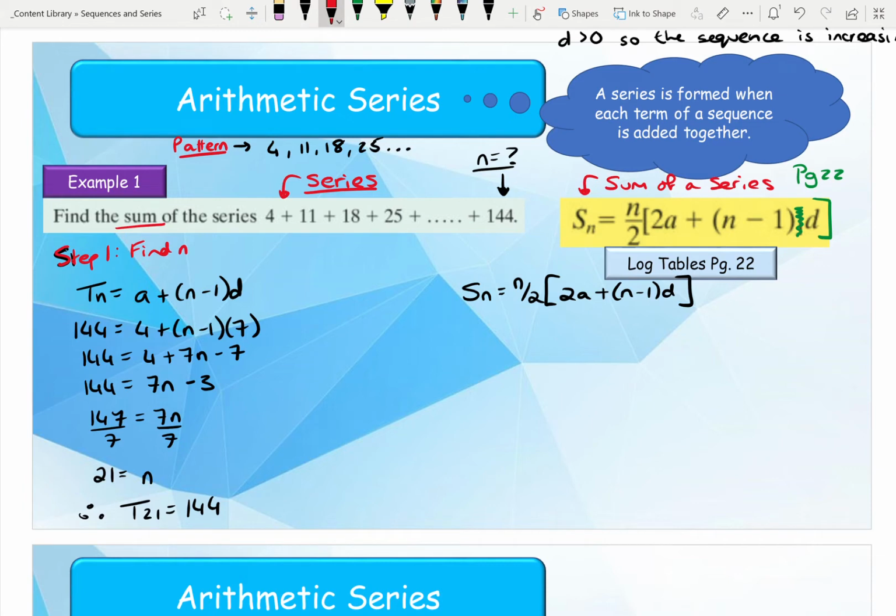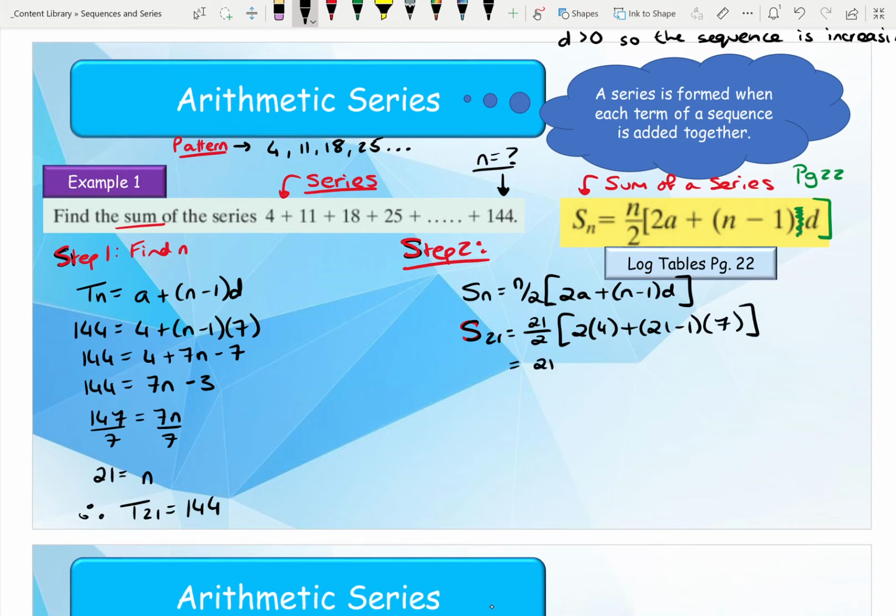which we're going to use now for step 2, where step 2 is going to be to use my Sn formula to find the sum of the series. So I'm going to do S of 21. Instead of n, I'm going to sub in 21 over 2 by 2a, which I know is 4, plus 21 minus 1 times d, which I know is 7.